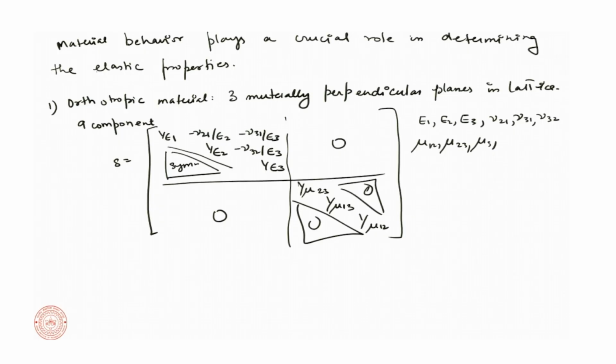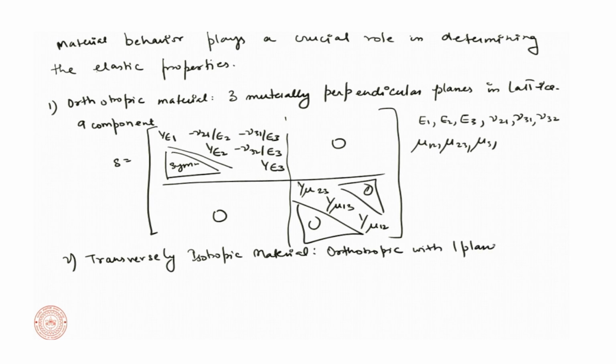All right. Then we can have another type of material, say a transversely isotropic material. What a transversely isotropic material is, is that it is an orthotropic solid with one plane of symmetry. So about one plane, the left hand side and the right hand side are symmetric, and that is one plane of symmetry or one plane of isotropy.